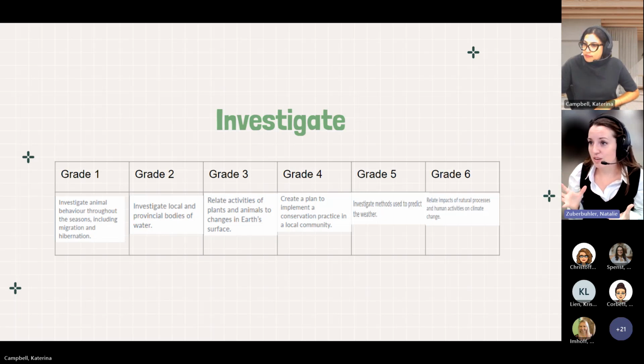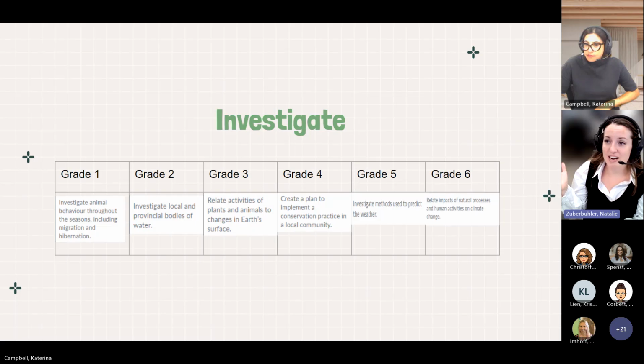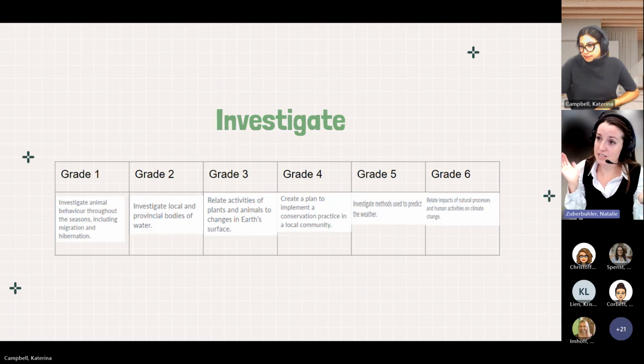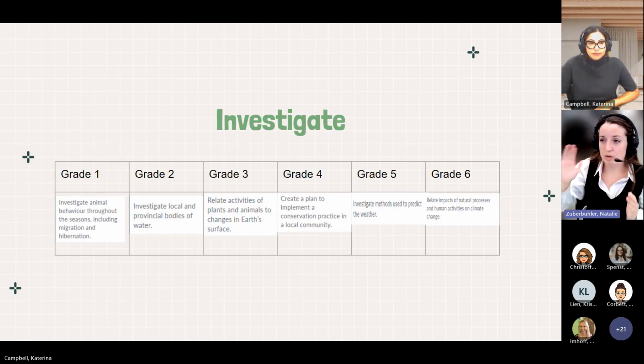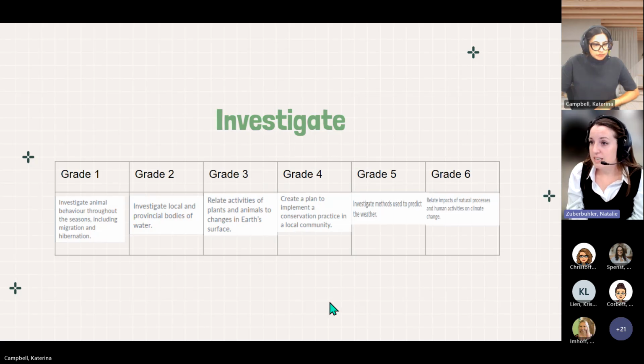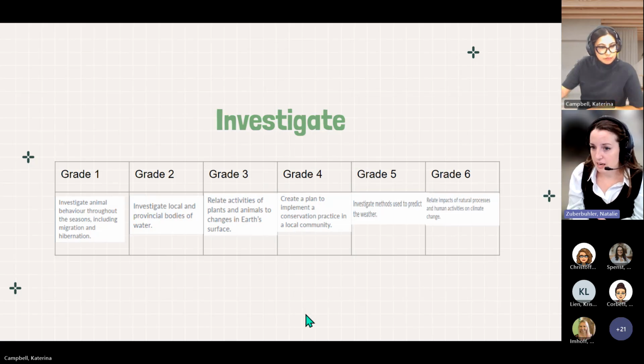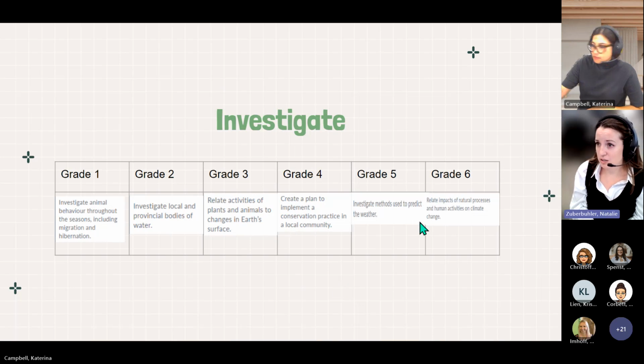We can use our Google Earth to go and virtually visit some of these bodies of water. And how does that tie into our scientific methods? What's our question? Are all bodies of water in Alberta the same? And then we progress through the inquiry cycle to go through that. Grade 3, I might tie in some scientific methods with relate activities of plants and animals to changes in Earth's surface. Grade 4, create a plan to implement a conservation practice in a local community.